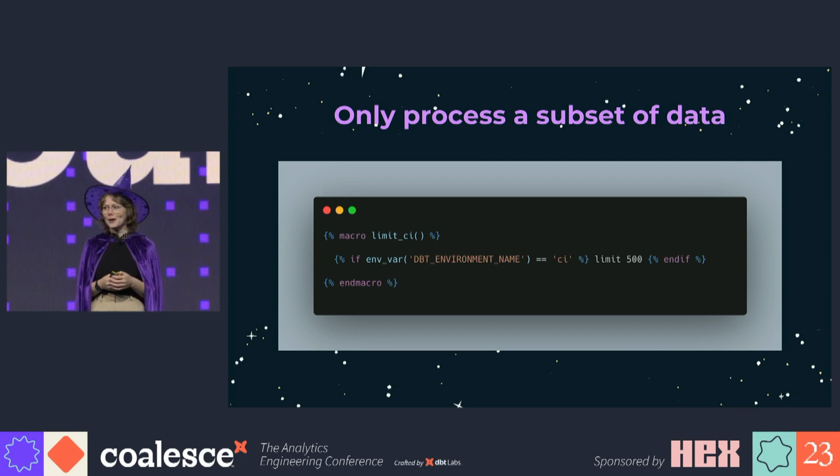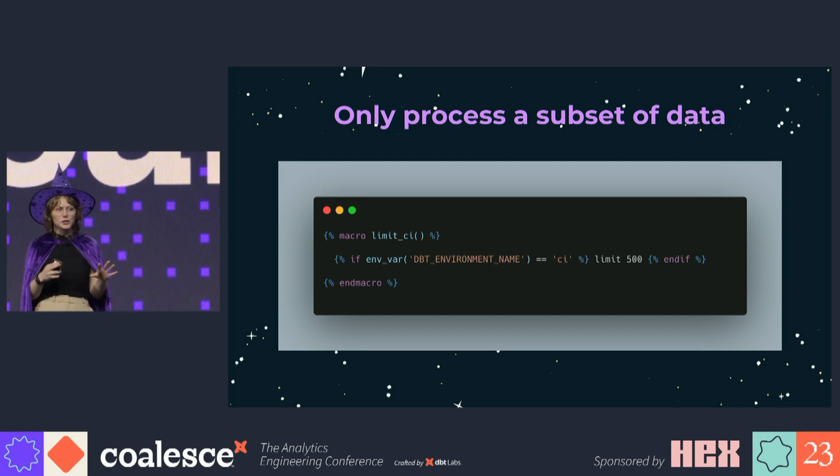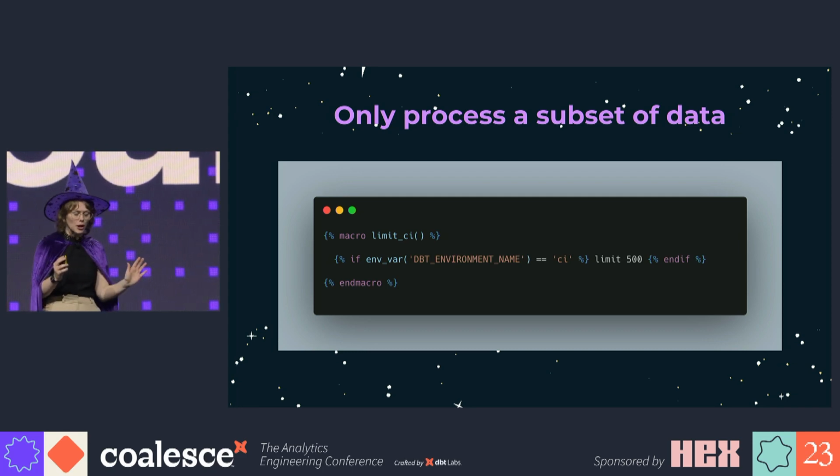So for folks out there who want to prioritize speed over everything else, you could process only a subset of your data in your CI check. Now, this will speed up your check, but it does also add a bit of risk of not catching all breaking changes. So proceed with caution.